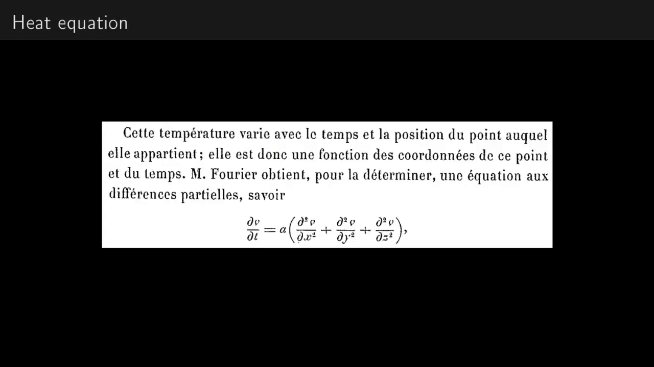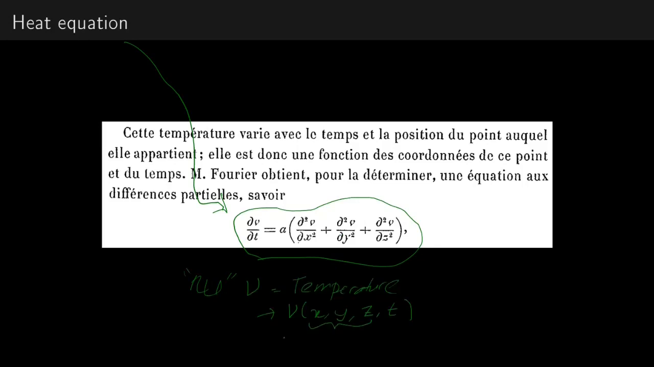I don't know this French text, but this is how Fourier wrote the heat equation. This looks like the Greek letter nu, where nu is temperature. So nu is a scalar field in terms of x, y, z, and t. So you have the spatial domain and the time domain. You can see that this field exists in two domains, again, the domain for space and the domain for time.